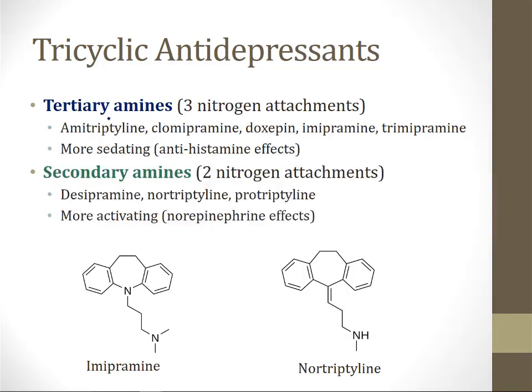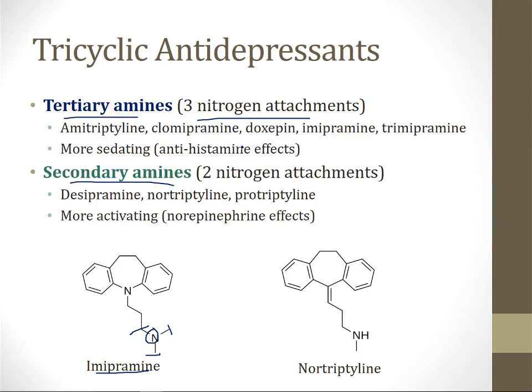You can break tricyclic antidepressants down into 2 groups, the so-called tertiary amines and the secondary amines. The tertiary amines have a nitrogen with 3 attachments. If you look at the bottom of the screen, imipramine is a tertiary amine. This is the nitrogen group here, and it's got 1, 2, 3 attachments, therefore it's a tertiary amine.